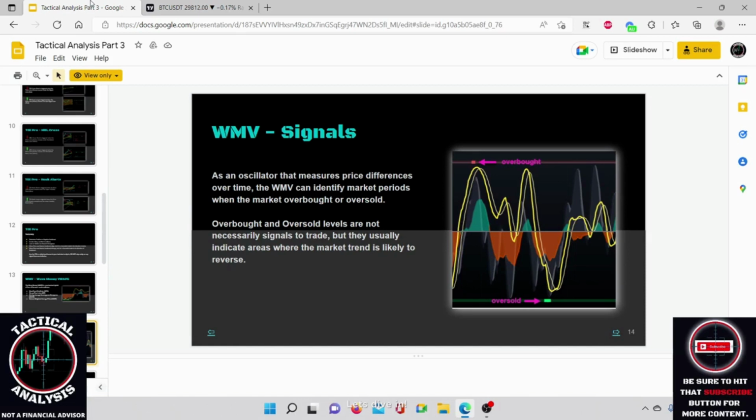Overbought and oversold levels are not necessarily signals to trade, but they usually indicate areas where the market trend is likely to reverse. And then once again, we're using these in confluence with the other parts of the strategy: extension levels, right? Support, resistance, previous liquidity zones. Okay, now we have TDI, bullish, bearish divergence, right? Crossing over the signal line, all right? Market sentiment, all right? We have all these extra confluences now to add on top of the standard stuff that we already use with the strategy, all right?